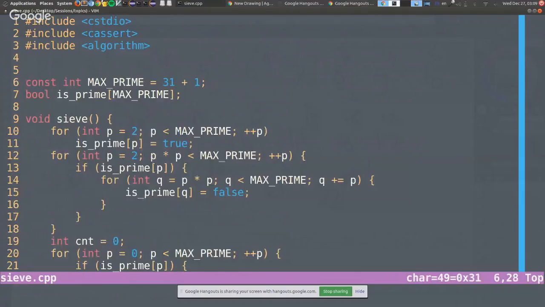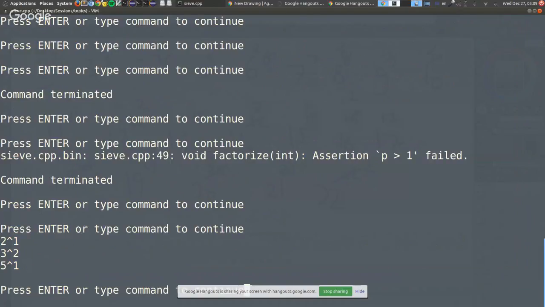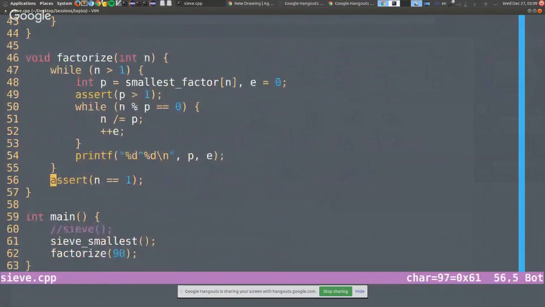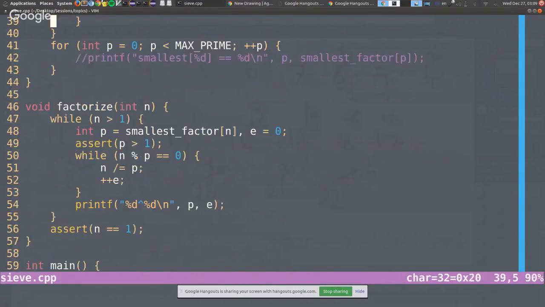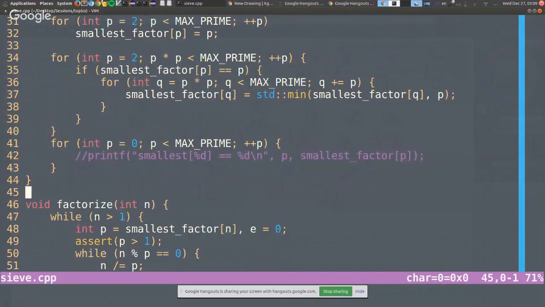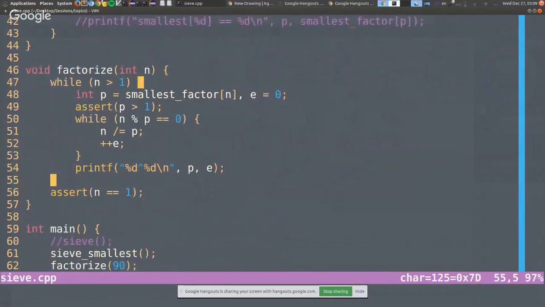Yeah, I know why it didn't work. It wasn't working because we only processed the smallest factors until 31, but we actually need them until more than 90. Here we still get the same factorization. So we know that 90 has smallest divisor 2, and then from the remaining numbers, 3 and then 5 and so on.